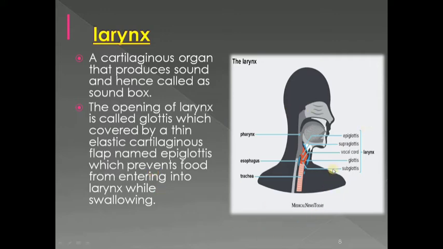As you can see in this picture of the larynx, first of all, let's see the pharynx, which leads to the larynx and the esophagus. There is the epiglottis, which prevents food from entering the trachea while swallowing.